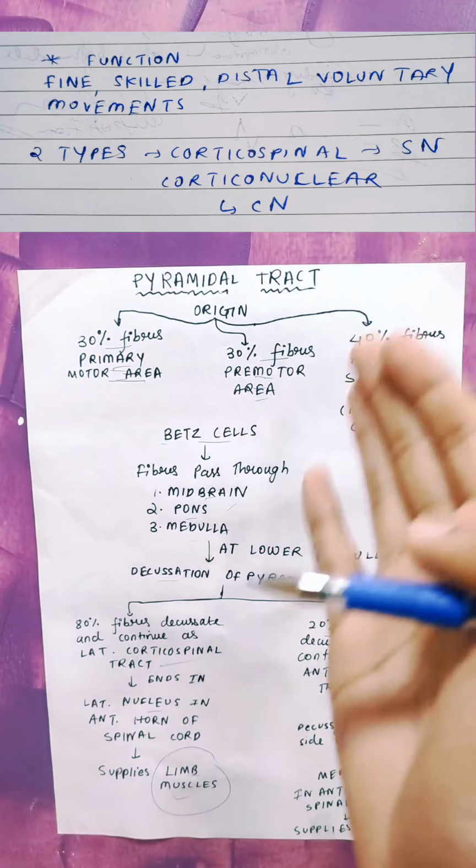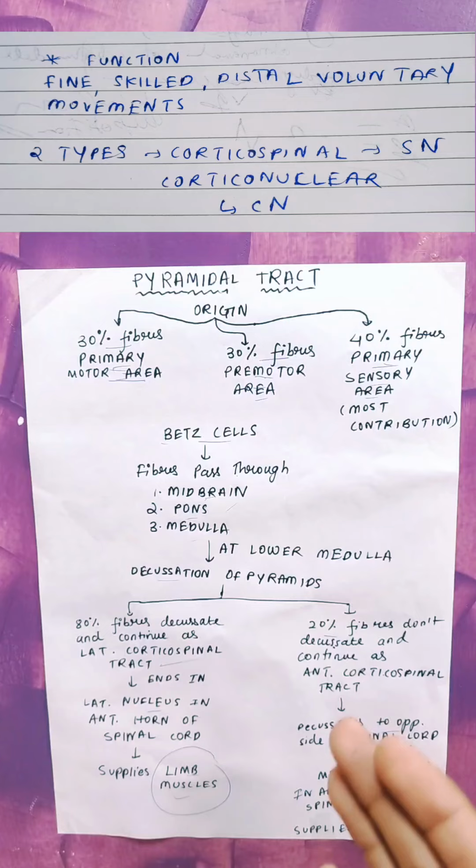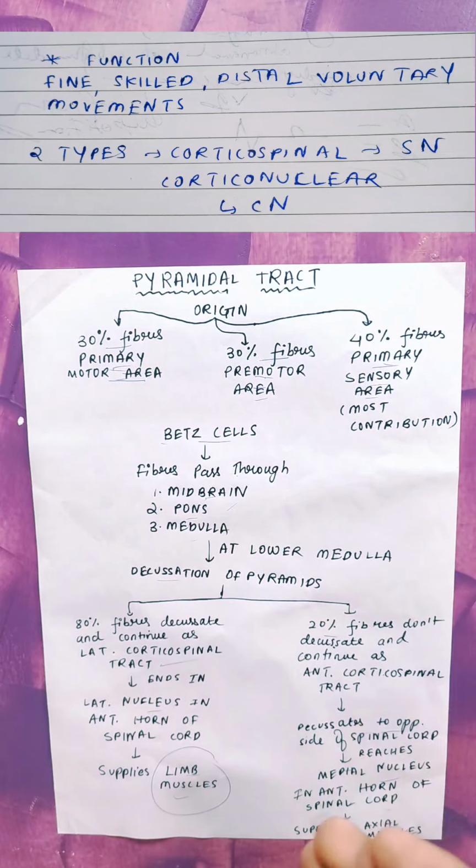We will be talking about pyramidal tract. It is for fine distal skilled voluntary movements. It is of two types, corticospinal tract and corticonuclear tract.